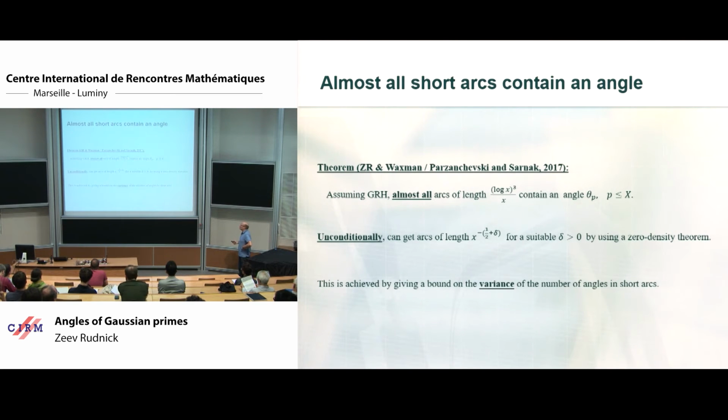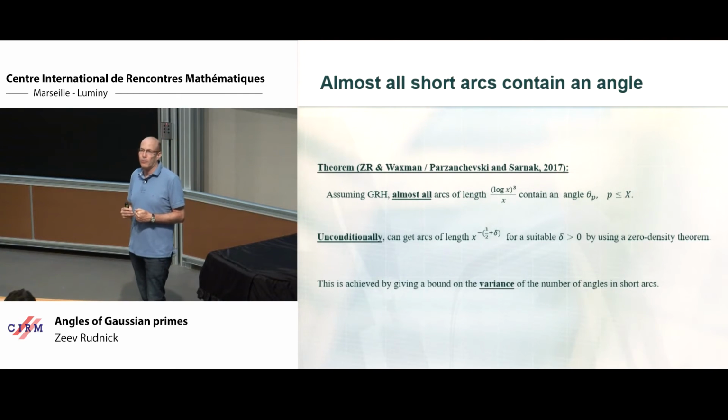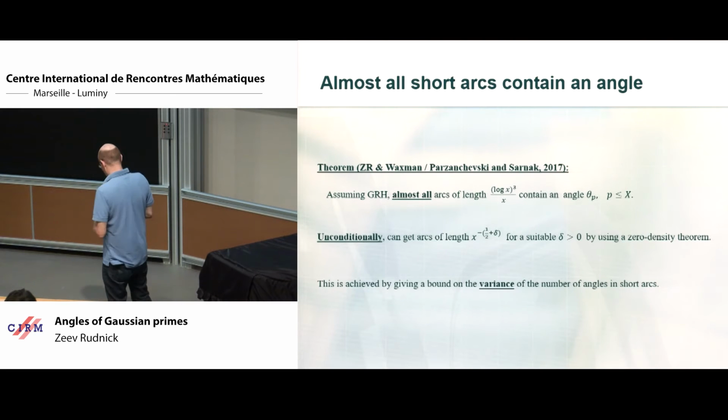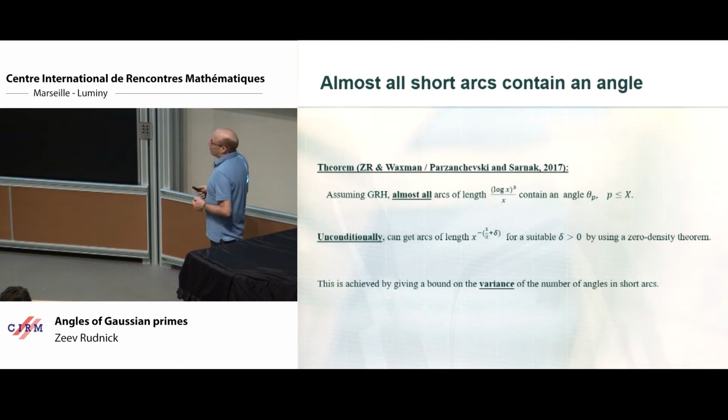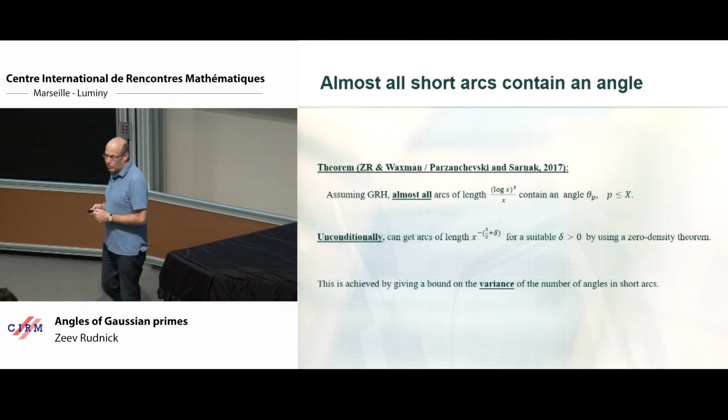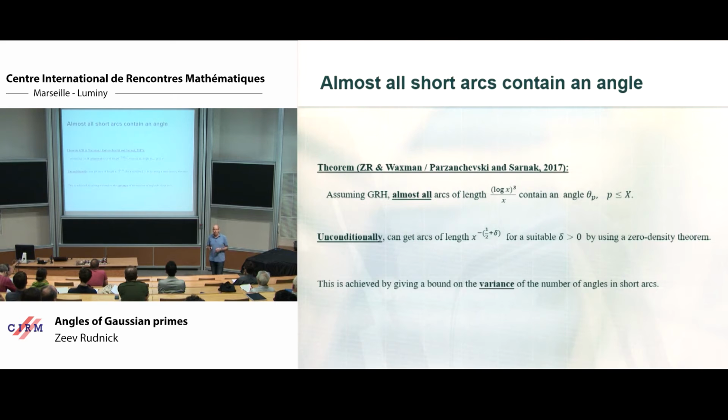One should be able to do something unconditional, and the goal here would be to go below what you can do individually. So I would want almost all short arcs of length less than 1 over root x to contain a Gaussian angle, to do better than what I can do on GRH. In any case, if I want to show something happens almost surely, one way to do it, it's not the only way, but one way to do it is to study the variance of the corresponding quantity and then to use something like Chebyshev's inequality or your favorite version of it.